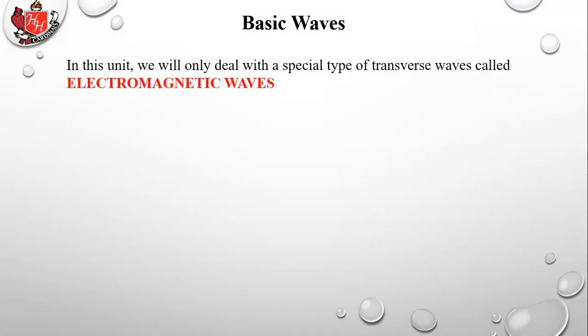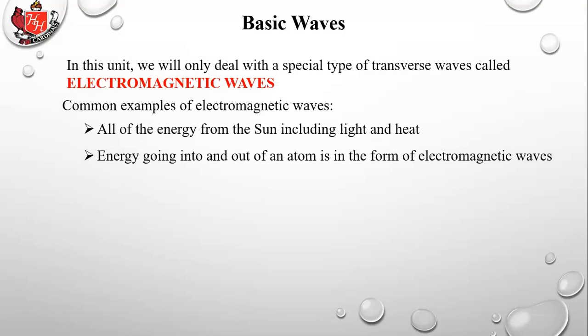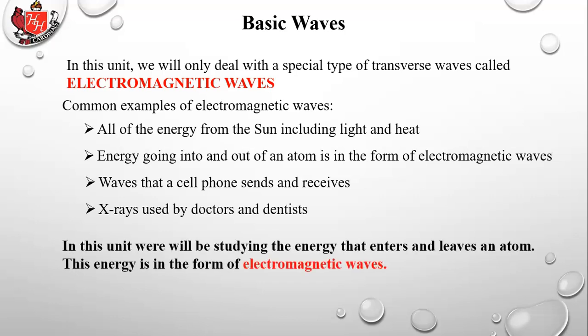In this unit, we will only deal with a special type of transverse wave called electromagnetic waves. Common examples of electromagnetic waves are all energy from the sun, including light and heat. Energy going into and out of an atom is in the form of electromagnetic waves. Also waves that a cell phone sends and receives, and X-rays used by doctors and dentists. In this unit, we will be studying the energy that enters and leaves an atom. This energy is in the form of electromagnetic waves.